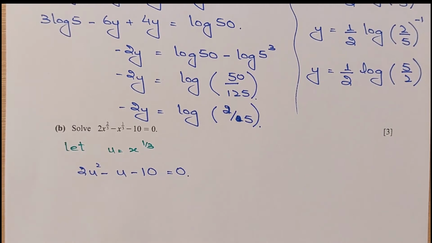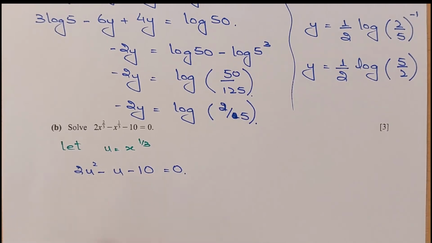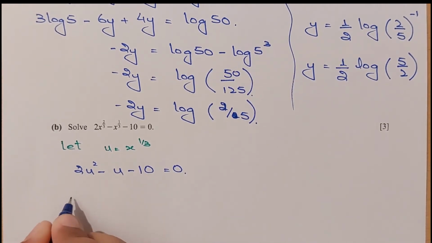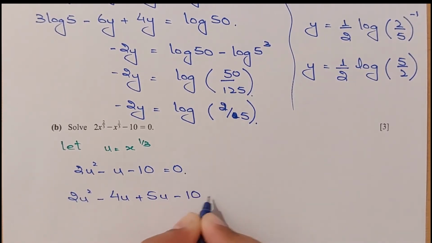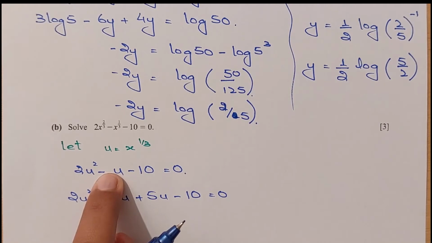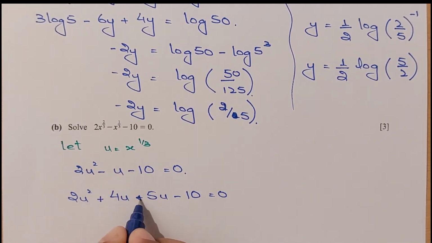And now we have a factor. 2 times 10 is 20 and 5 times 4 is 20, and minus 5 plus 4 is equal to minus 1. So 2u² minus 4u plus 5u minus 10 equals 0. 2 times 10 is 20, 4 times 5 is 20. 5 minus 4 is... no, this is plus and this is minus, to get minus 1.